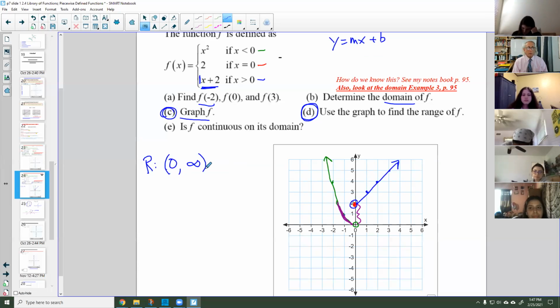And we are not doing continuity on the domain. That's something we're not going to talk about, so you can just forget about that problem.